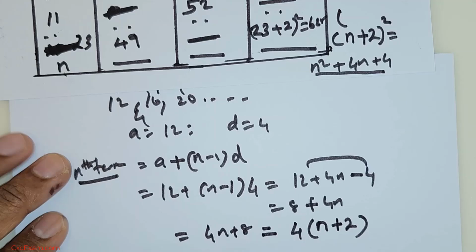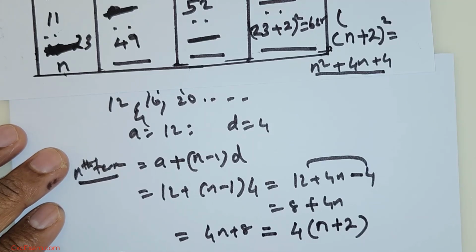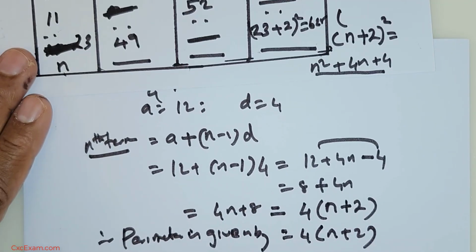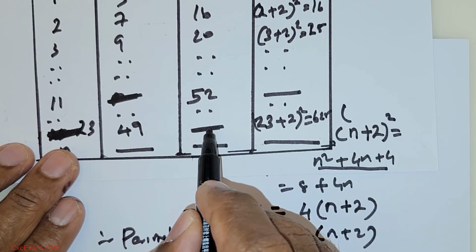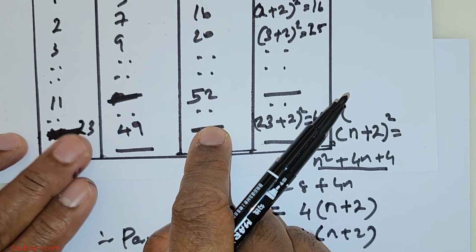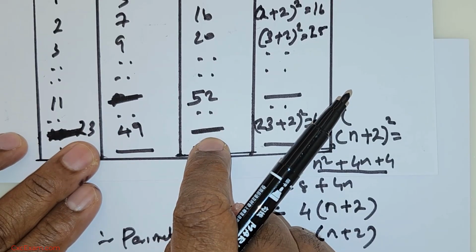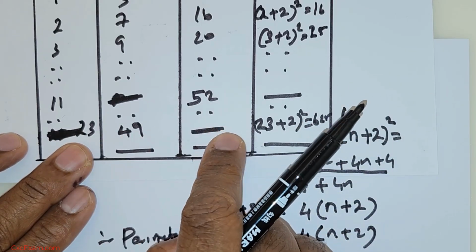So this is going to be the perimeter. Therefore the perimeter is given by 4 times n plus 2, right? Now we will have to obtain the value for figure number 23. We will have to get the value that corresponds here.